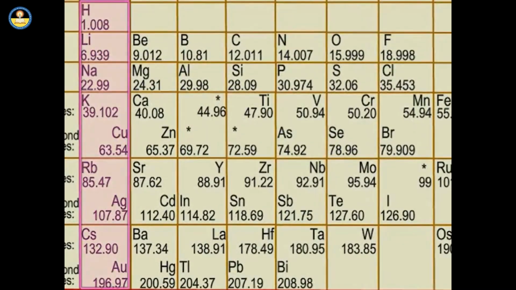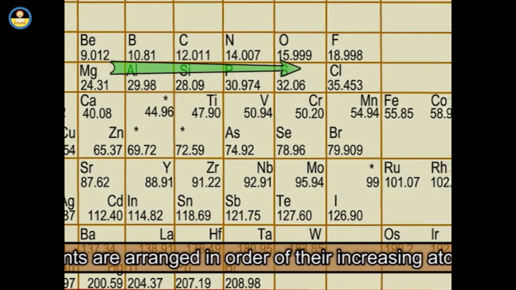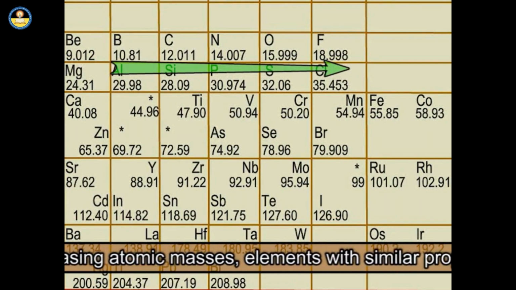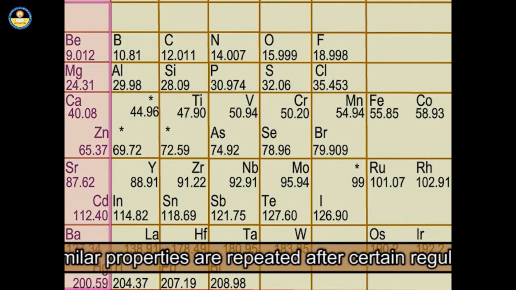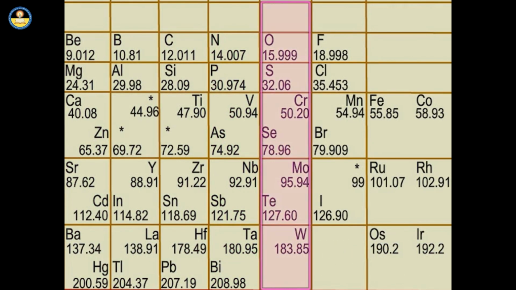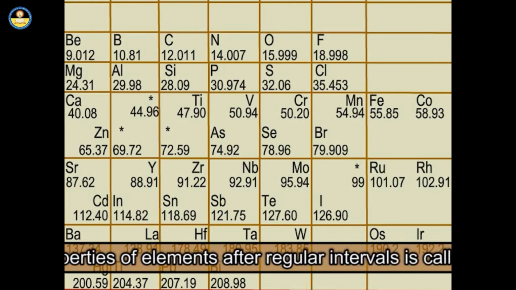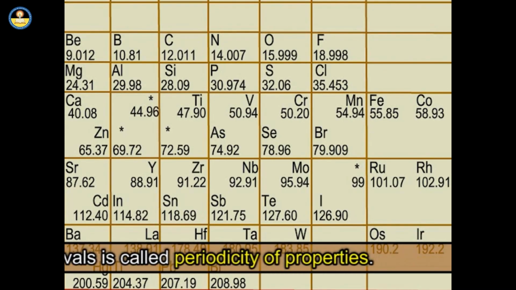This means that the properties of elements get repeated after certain regular intervals. In other words, it may be stated as: when elements are arranged in order of their increasing atomic masses, elements with similar properties are repeated after certain regular intervals. This repetition of properties of elements after regular intervals is called periodicity of properties.